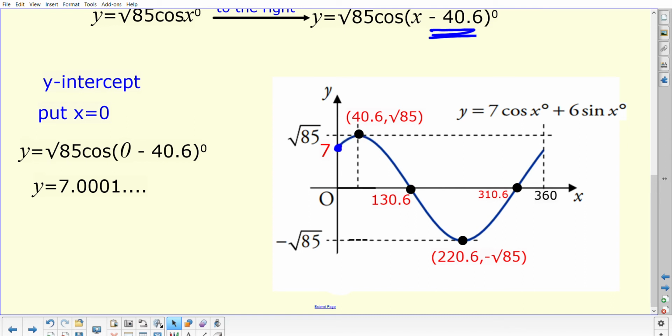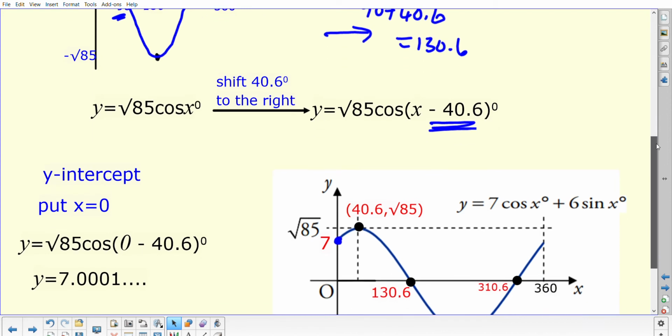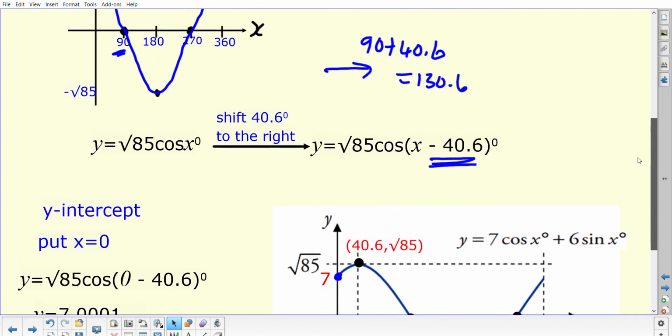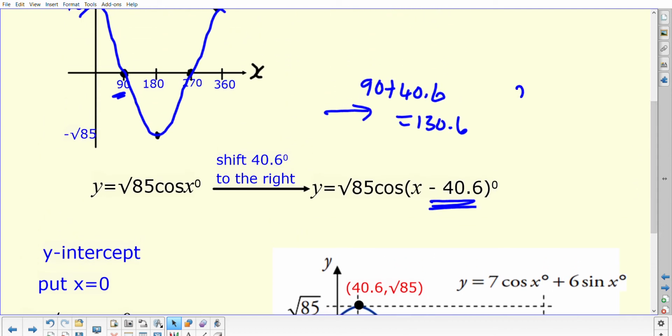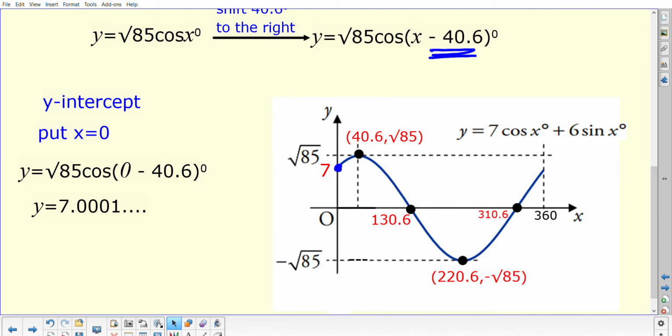I've just said, these key points that we had here, so that 90, you're doing 90 plus 40.6, and that's how we get to the 130.6, and this here, likewise with the 310.6, that's because it was 270, 270 plus the 40.6, that's how you get to the 310.6. So they're your points on the x-axis, but apart from that the curve has just slid a wee bit.